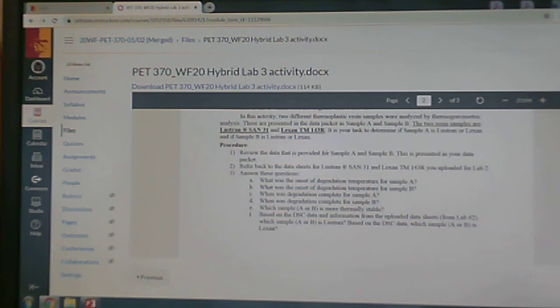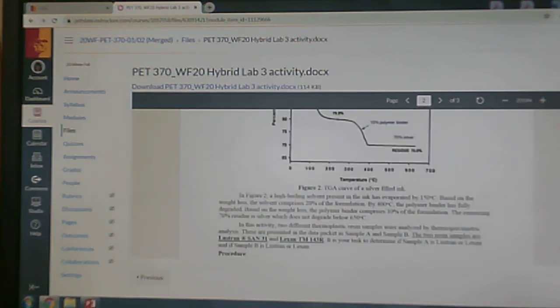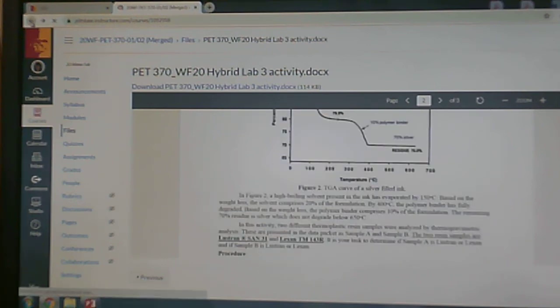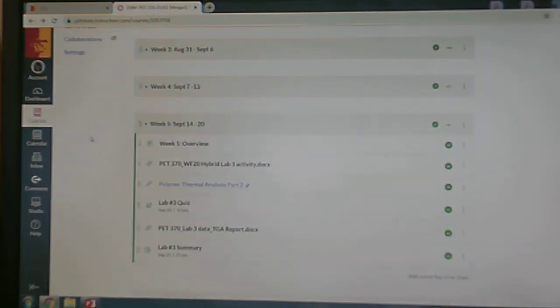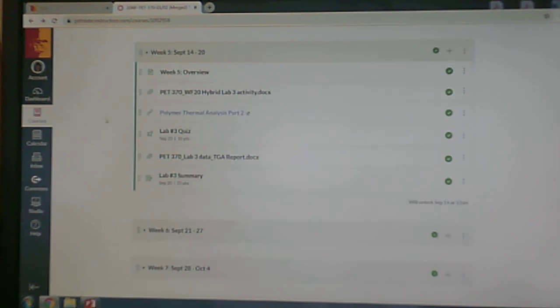and I'm going to be asking you questions that you get from the TGA data, like onset of degradation, complete degradation temperature, which is more thermally stable based on TGA, and then based on the data, which one of these is Lustran and which one of these is Lexan. So that will be the questions that you're going to be asked in your lab summary.